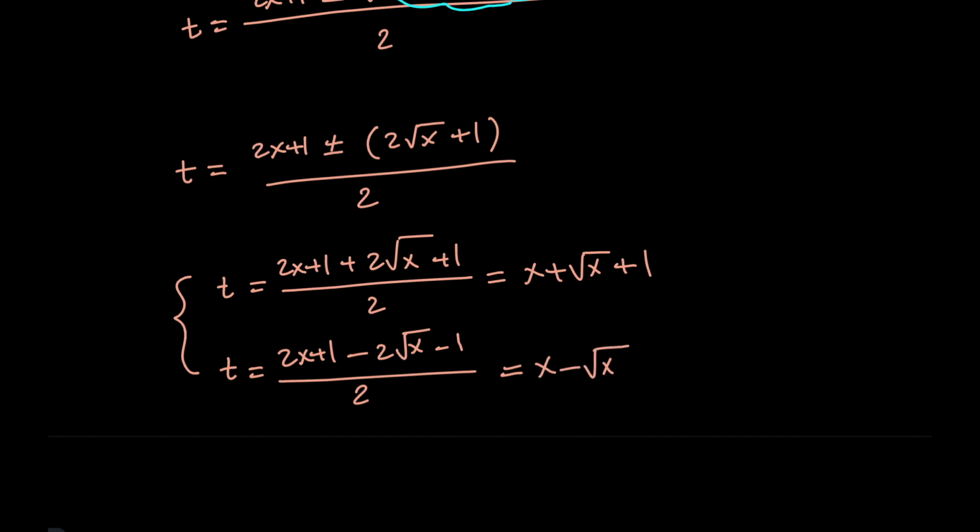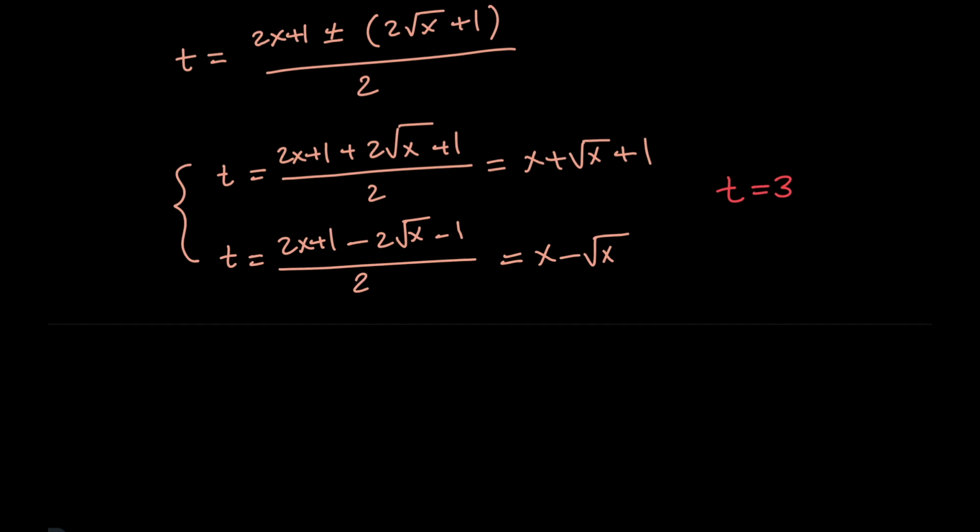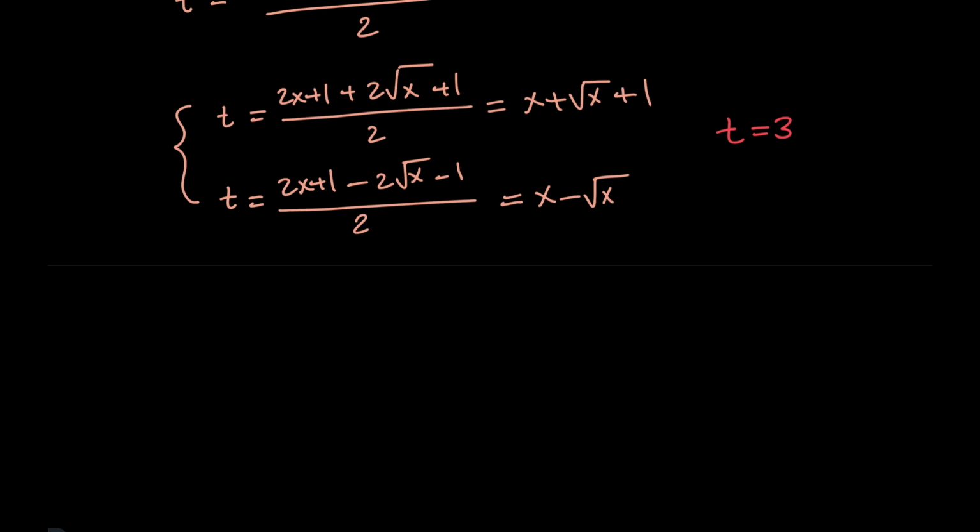Now remember that t is equal to 3, so if I replace t with 3, we're going to have two simple radical equations in terms of x. So we will have 3 equals x plus root x plus 1, and we will have 3 equals x minus root x. So let's try to solve these two equations for x.